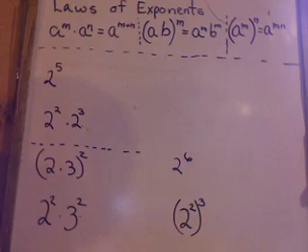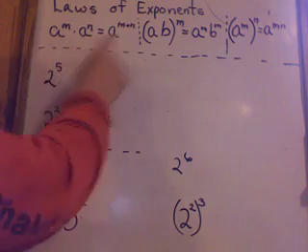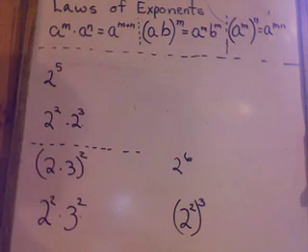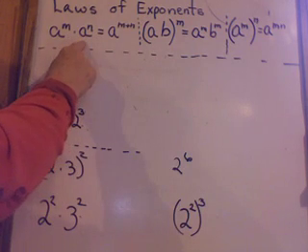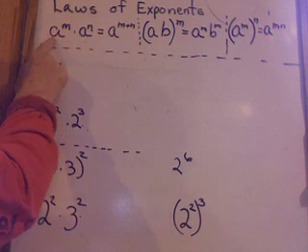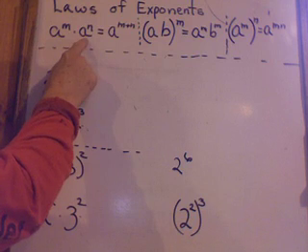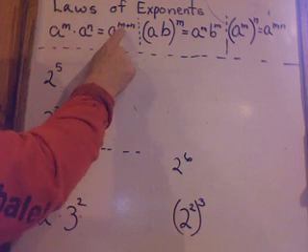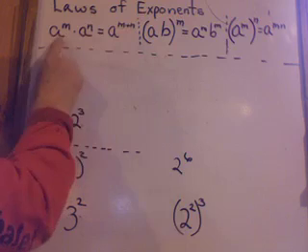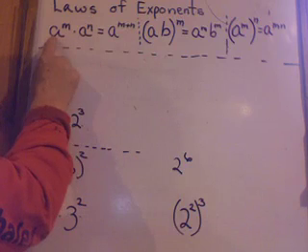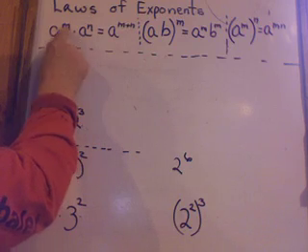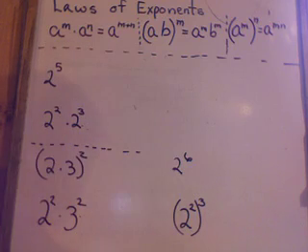This section is on the laws of exponents, and there's three basic exponent rules. The first one here is a to the m times a to the n equals a to the m plus n. When the bases are the same, both parts are a, you add the exponents.